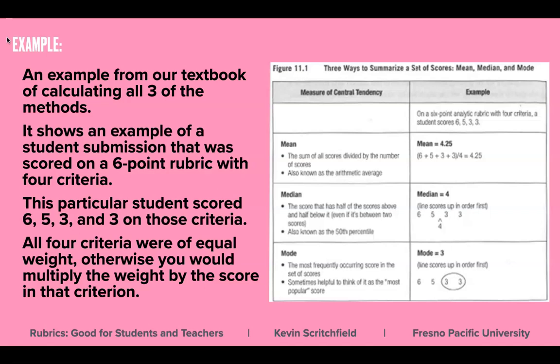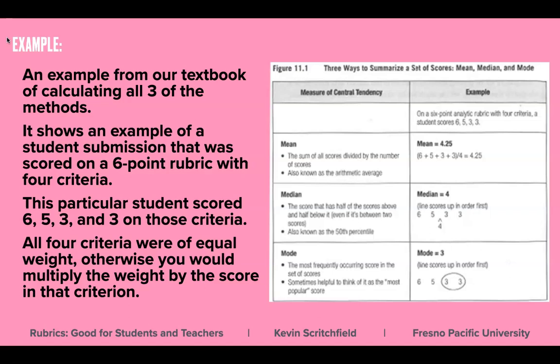The mean, basically the second row of the table, shows that you just add up all the scores and divide by 4 because there's 4 of them, right? Well, okay, 6, 5, 3, and 3. Mean 4.25. Okay. The median, again, to calculate the median, you line them up in order, and you go 6, 5, 3, 3.